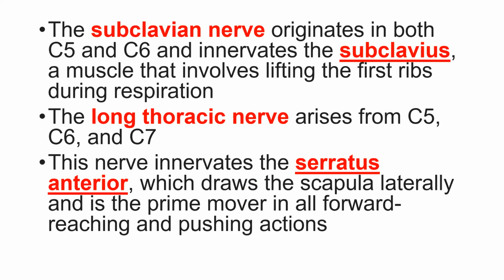The subclavian nerve originates in both C5 and C6, and it innervates the subclavius muscle. And this is involved in lifting the first ribs during respiration. The long thoracic nerve, which arises from C5, 6, and 7. It supplies the serratus anterior, which draws the scapula laterally and is the prime mover in all forward reaching and pushing actions.